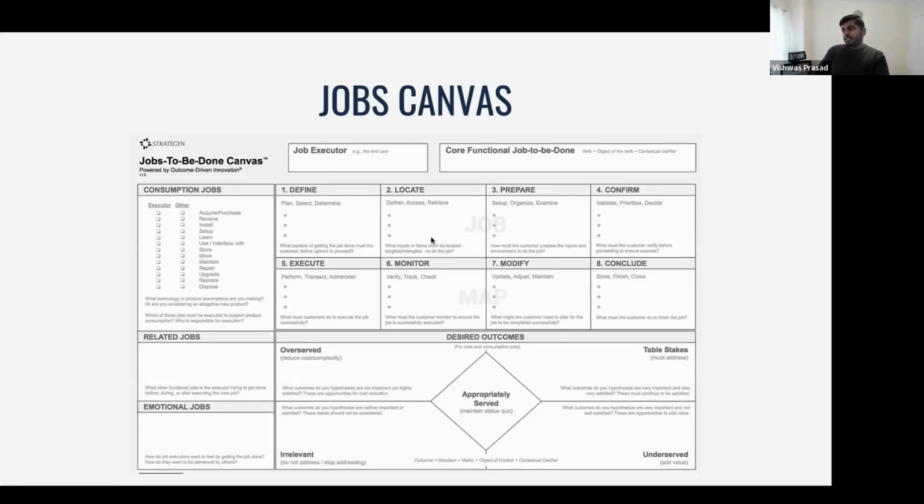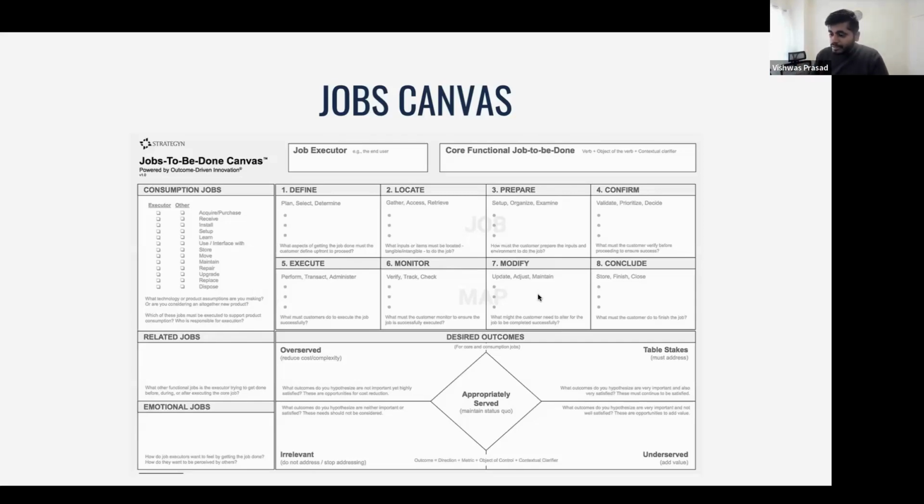So you're actually breaking down the job into multiple steps. So when the user is executing the job, how are they performing it? What are the different things that they need to do? How are they transacting it? And how are they administering the different steps? And during the job, when it is getting executed, what are the things that the users can monitor? Like, do they need to verify anything? Do they need to track something? Do they need to check whether it's working or not, or if it is completed or not? Can they modify something when they are doing it?